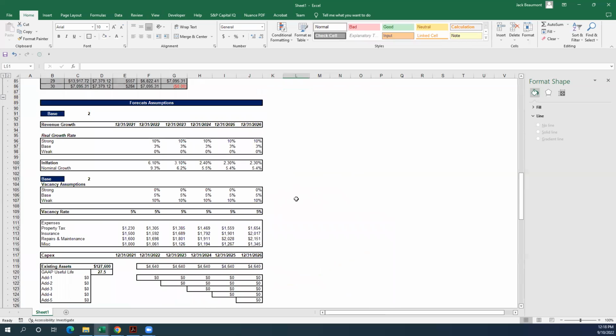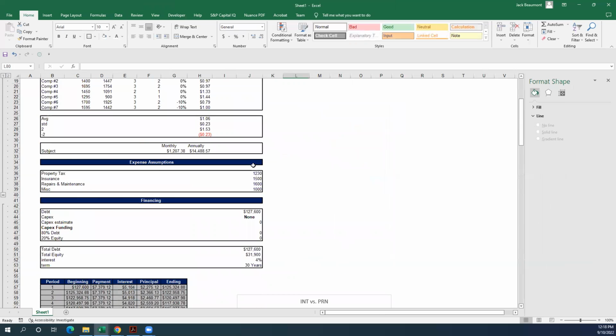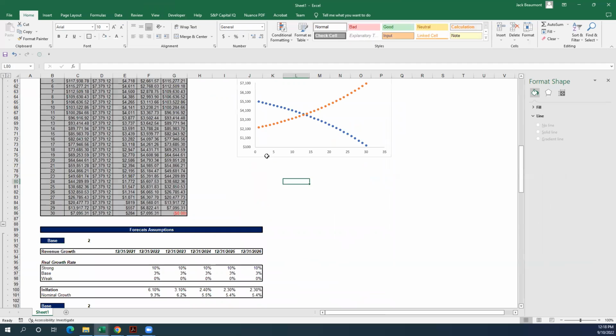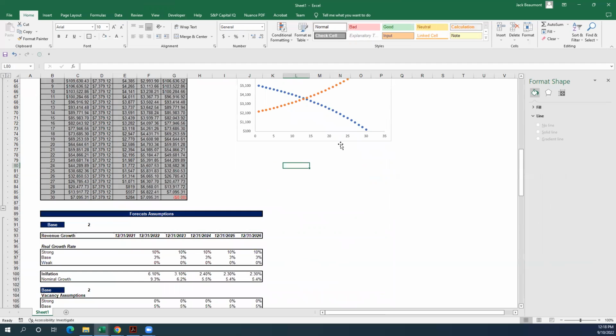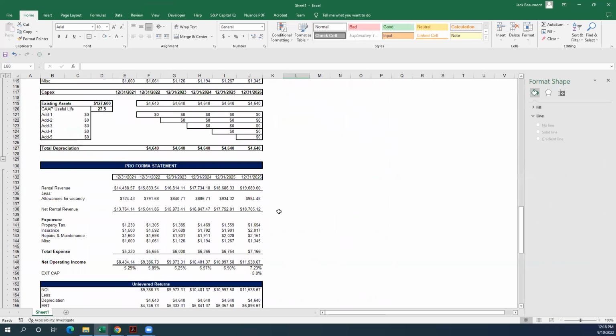So I have this built. What else did I want to go through? Let's see. Sometimes you might want to make a summary page and add features like this on the front, which I do with some of my other models.